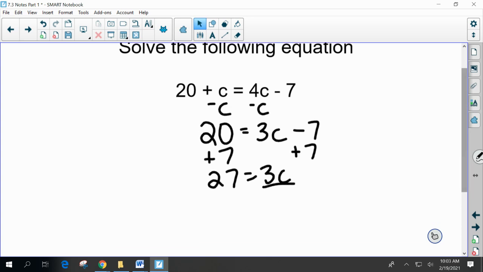And then I would need to divide both sides by 3. So c would equal 9.